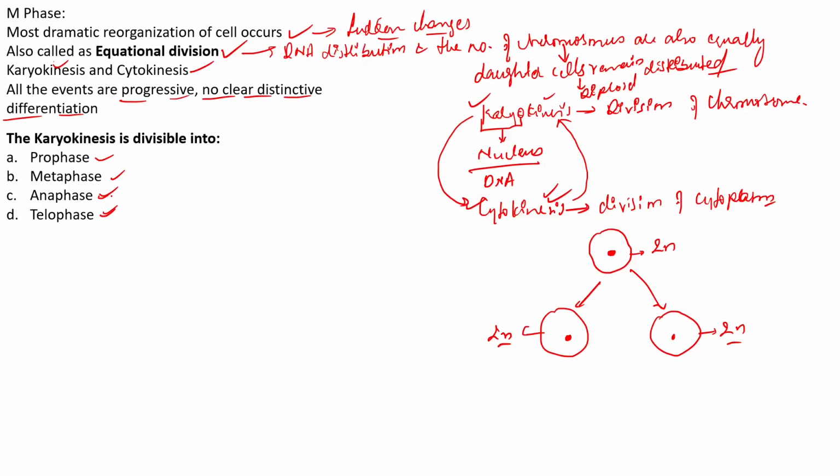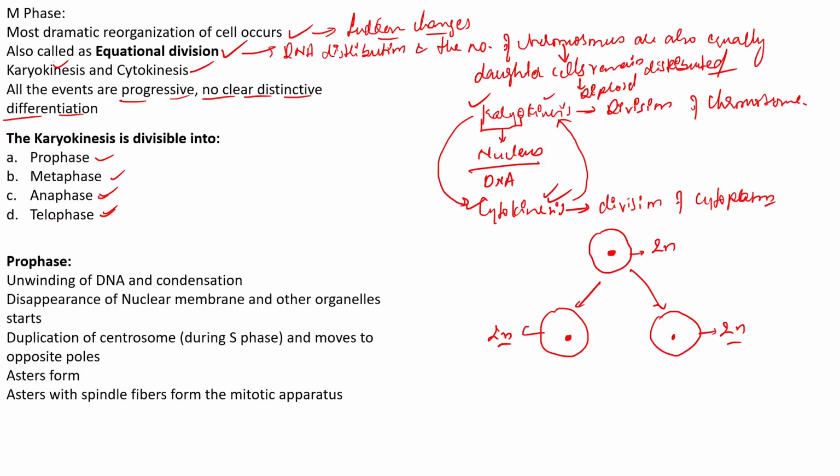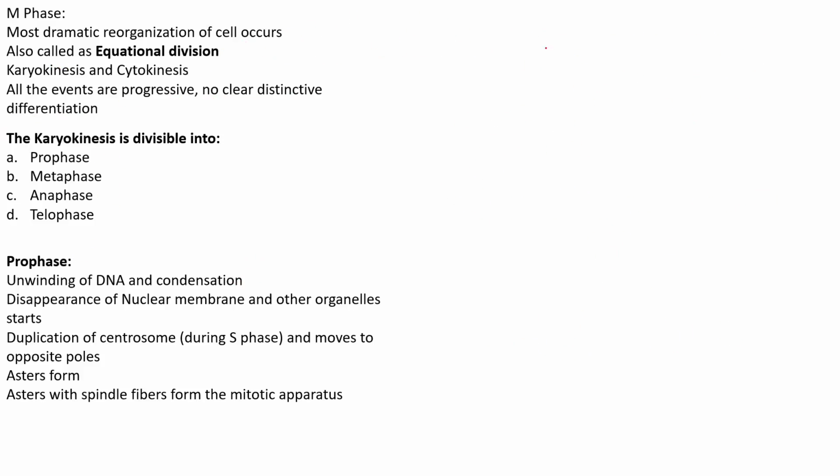So you people do have a fairly good idea regarding what these phases do. If we speak about the prophase, there is an unwinding and condensation of the DNA. Here we can draw a pictorial representation of a cell during the prophase stage. Before entering the prophase, the chromatin fibers are randomly distributed throughout the cell. This is called the nucleus.